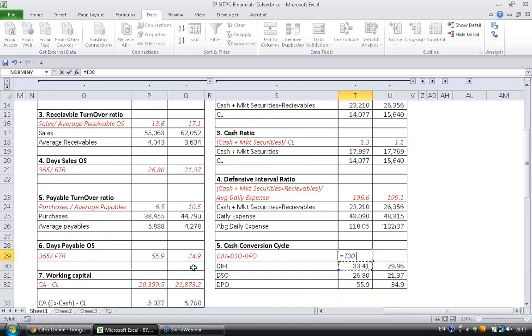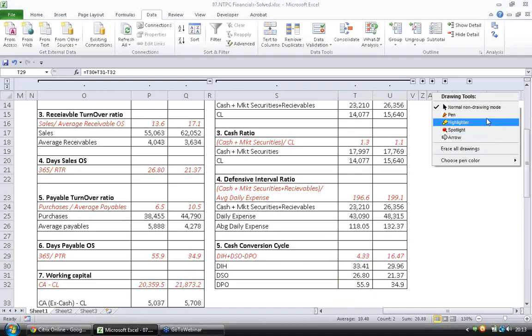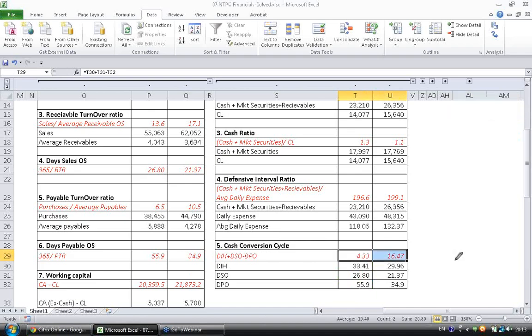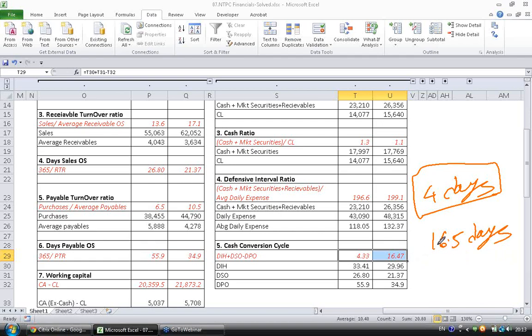So DIH, which is an asset, and sales outstanding, which is also an asset, minus liability of 55.9. So this number has increased. So what does this imply? Last year it took only 4 days to realize your cash. 4 days of cash was blocked in the system. This year, 16 and a half days worth of cash is blocked in the system.